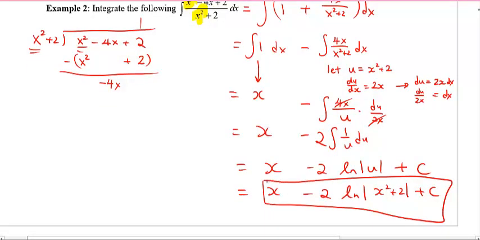Just a little note here. You didn't really need the absolute value here because x squared plus 2 is always going to be guaranteed to be positive. So if you did curved brackets here, you'd still be fine. But just to be safe, I like the absolute value.